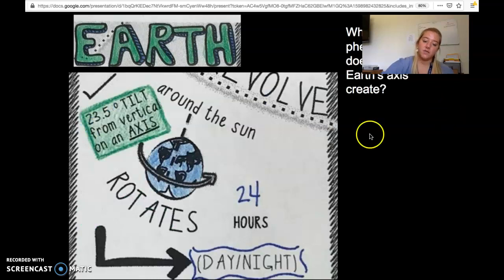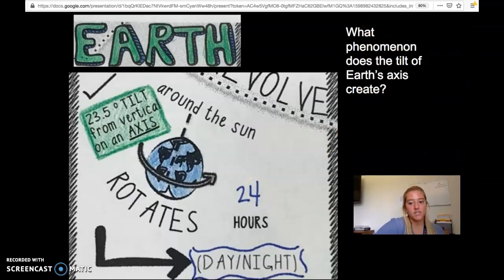It rotates every 24 hours. The rotating is how we get day and night. And the Earth is tilted on its axis about 23.5 degrees, and that is significant, and we'll talk about that in a later lecture about the seasons. The phenomenon that the tilt of the Earth's axis creates is the seasons.